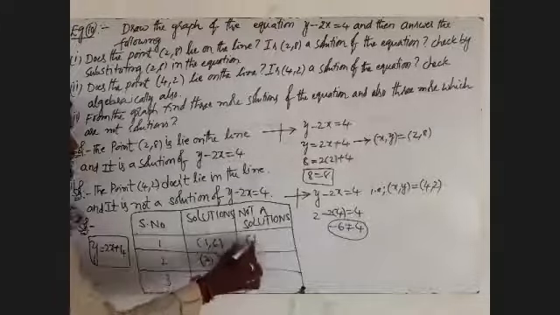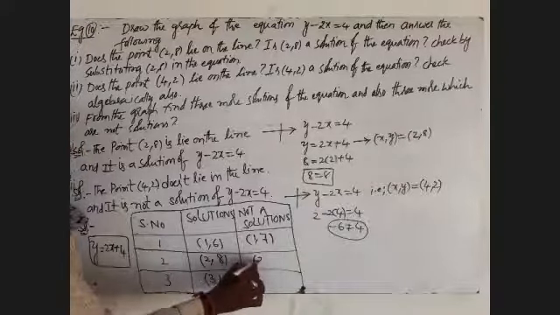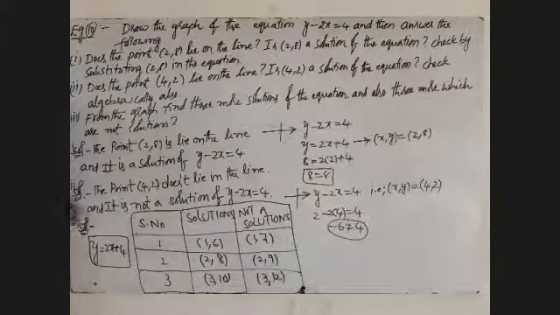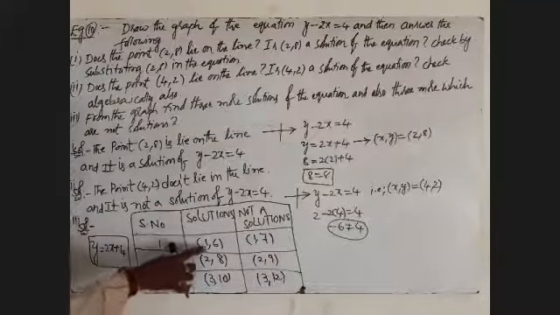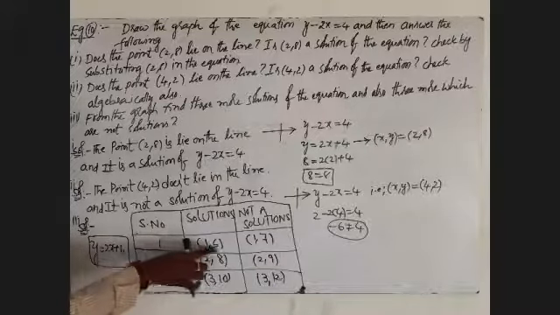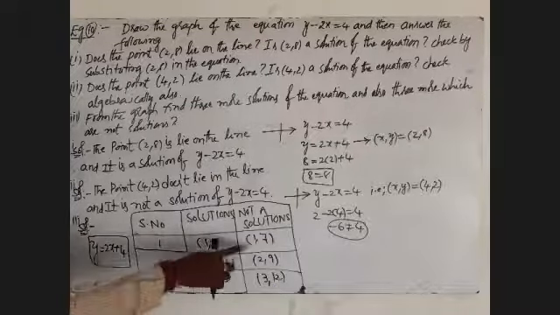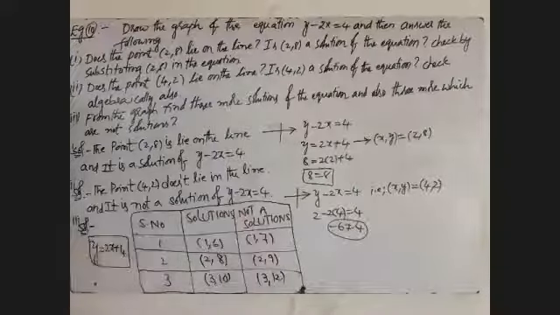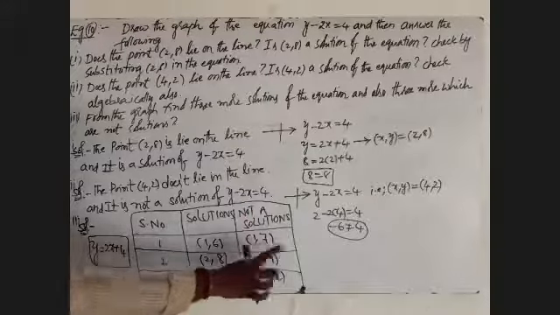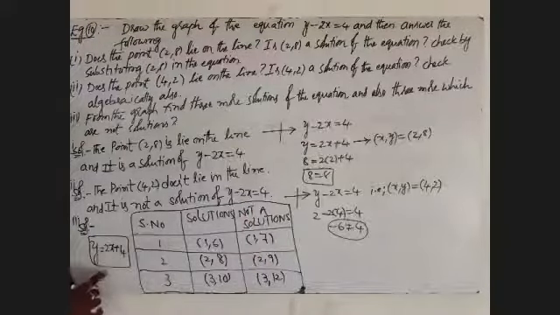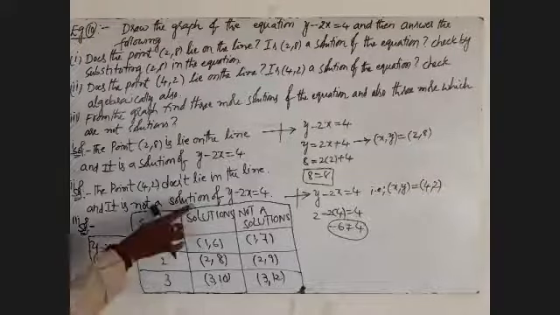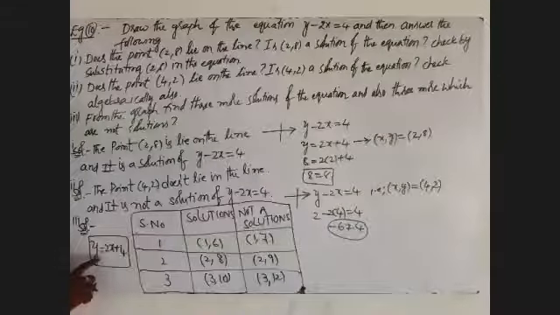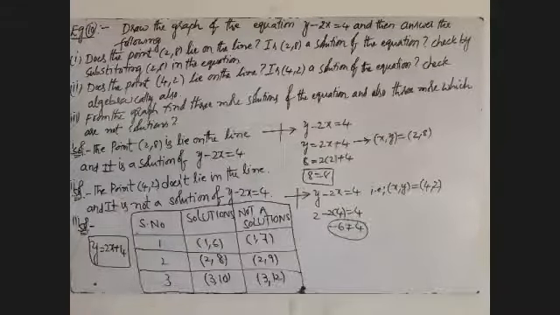Here we will take (1, 7), (2, 9), (3, 12) as not solutions. If we take the x value as 1, the y value will become 6. Here the x value is 1 and the y value is 7, so it is not a solution. Why? Because LHS does not equal RHS. It does not satisfy the given equation. These are 3 solutions. These are not solutions of the given equation y is equal to 2x plus 4. We will write these three conditions.